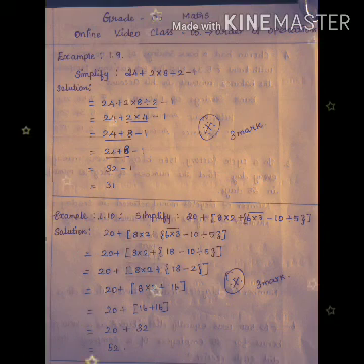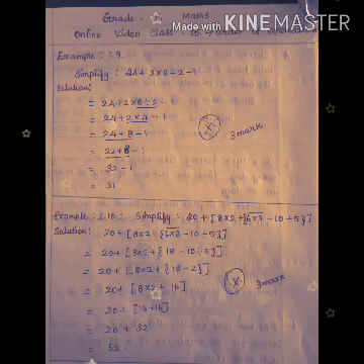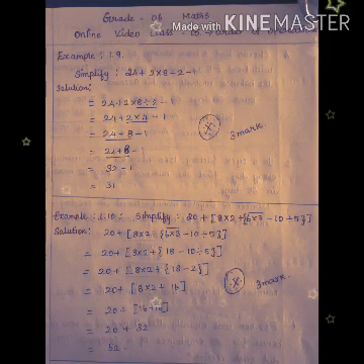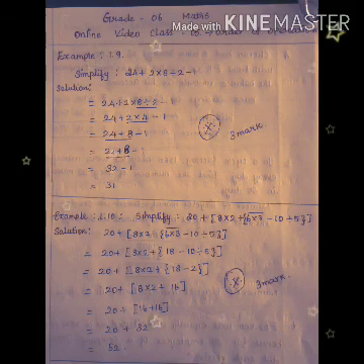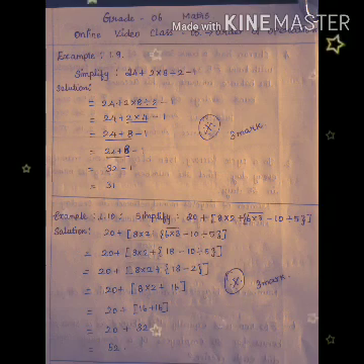Now next step. 20 plus 8 into 2 plus 18 minus 10 divided by 5 is what? 2. 10 divided by 5 is 2. So minus 2. Next step, 20 plus 8 into 2 plus 18 minus 2, how much? 16. 18 minus 2 is 16. So I have written here 16.